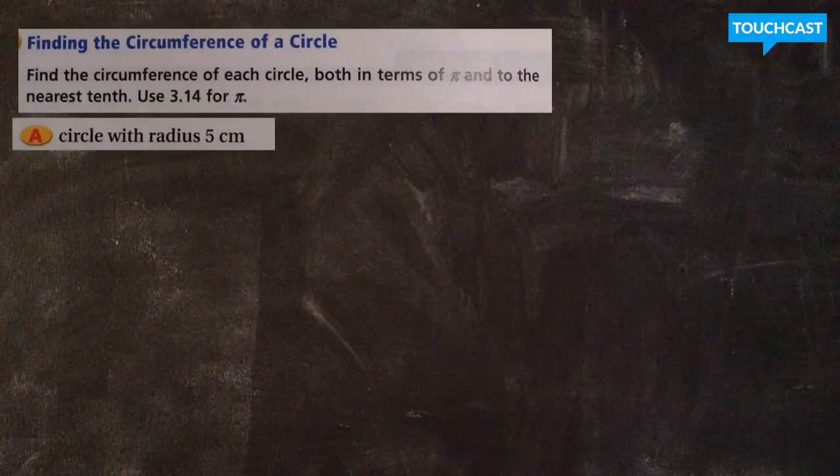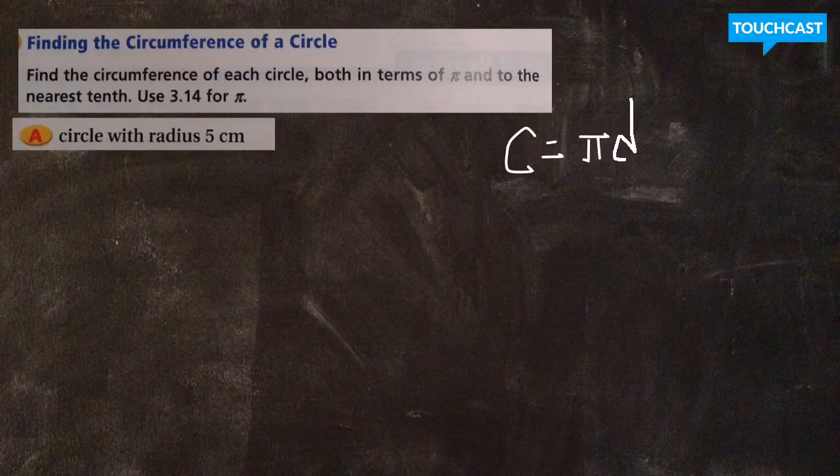Let's look at our first example, finding the circumference of a circle. We need to find the circumference of a circle with the radius 5 centimeters, both in terms of pi and to the nearest tenth. We're going to use 3.14 for pi. Now, just a reminder, the circumference has 2 different formulas. C, the circumference, is equal to pi times the diameter, or the circumference is equal to 2 times pi times the radius.